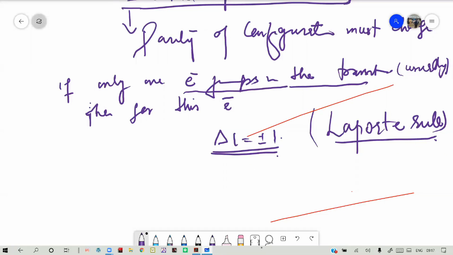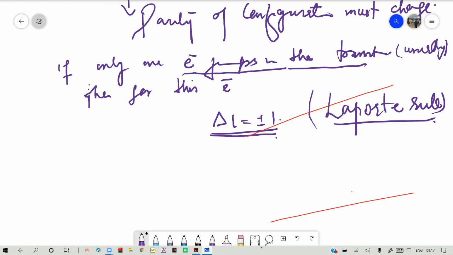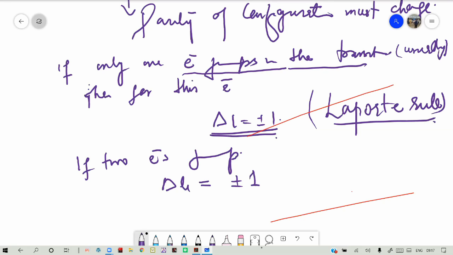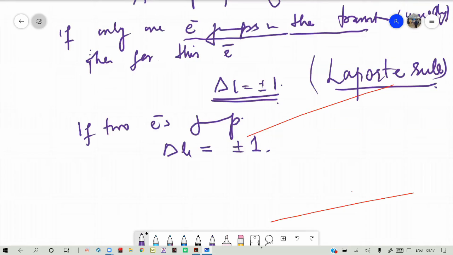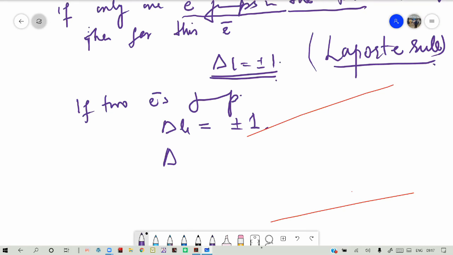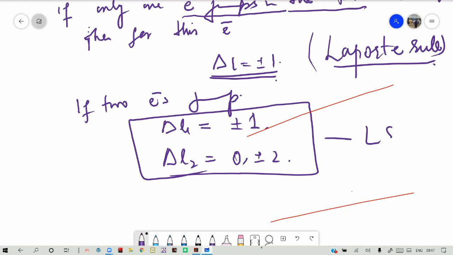In some cases, for example, if two electrons jump, then for one electron delta L is plus minus 1, and another electron goes to 0 or plus minus 2. And this rule is the same for the case of LS and JJ coupling.